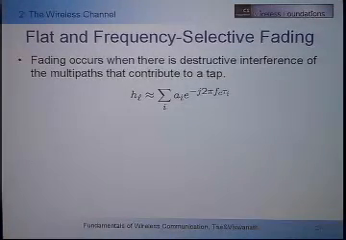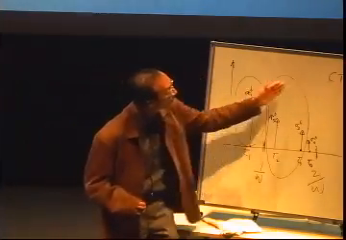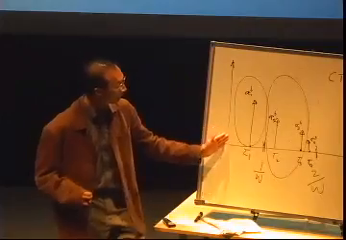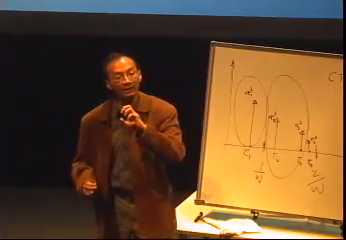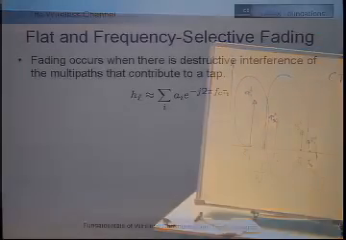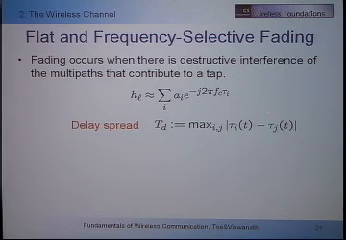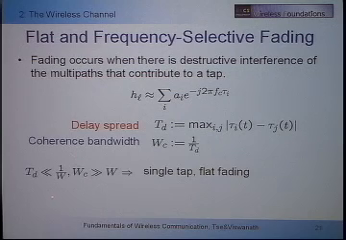I will have a single tap if all these paths are unresolvable and they all get thrown into one delay bin. The delay bin is of size 1 over W. So when the delay spread of these paths, that is, the range of delays, is less than 1 over W, then approximately I have a flat fading channel. So that's why the delay spread is an important parameter.